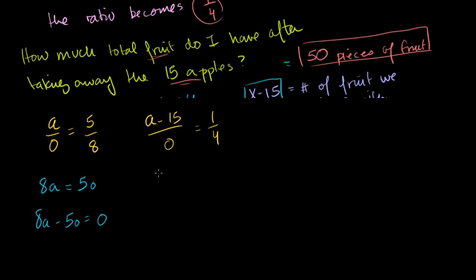Now what do we get on this right-hand side? If we cross multiply, we get 4a minus 60. I'm just multiplying 4 times a minus 15. That is equal to 1 times o. Or we could just write, well, I'll write 1o. That's not a 10. That's 1o, or 1 orange. And if we rearrange this, if we subtract the 1o from both sides, we get 4a minus 1o minus 60 is equal to 0. Or if we add 60 to both sides, we get 4a minus 1o is equal to 60.